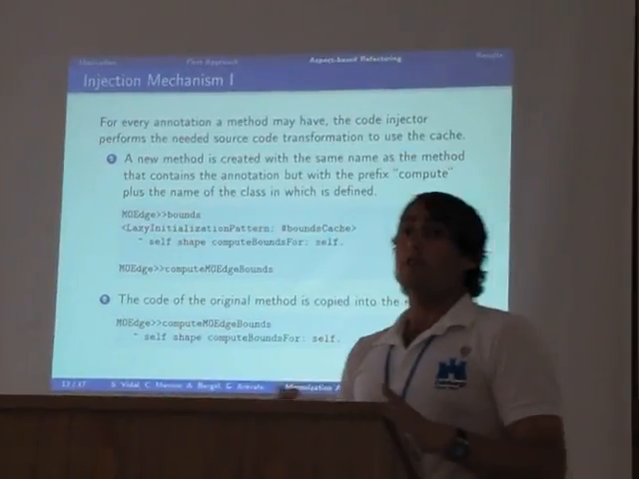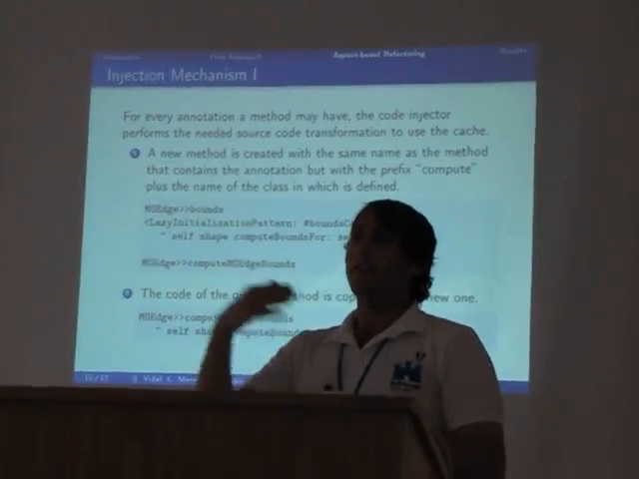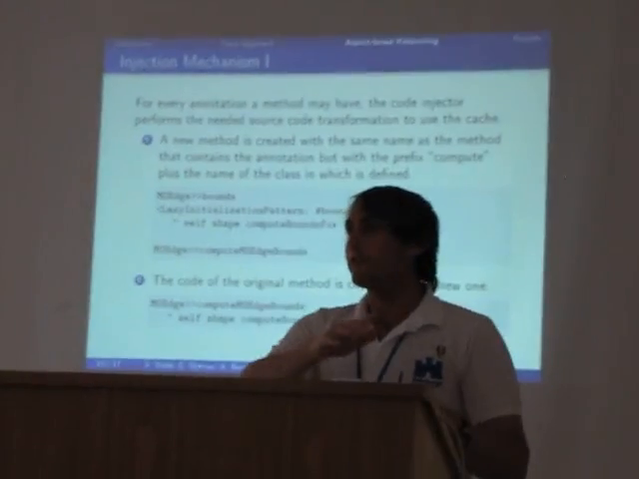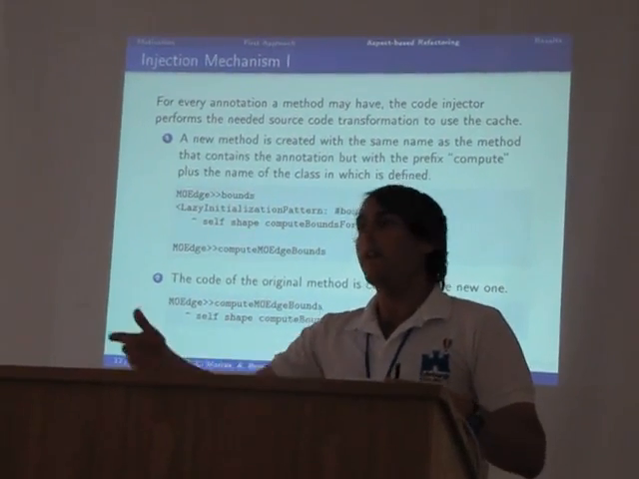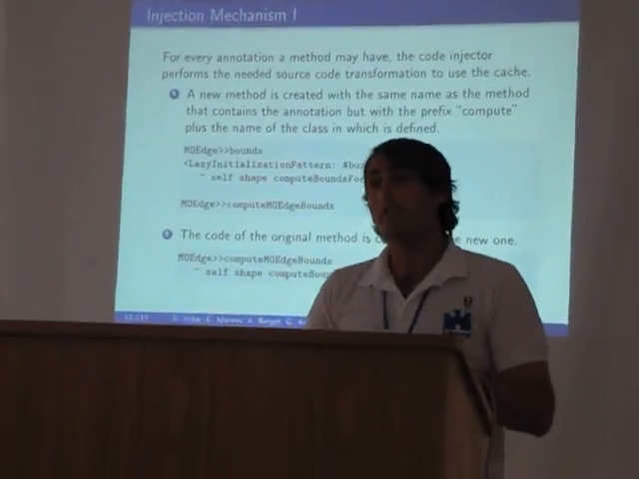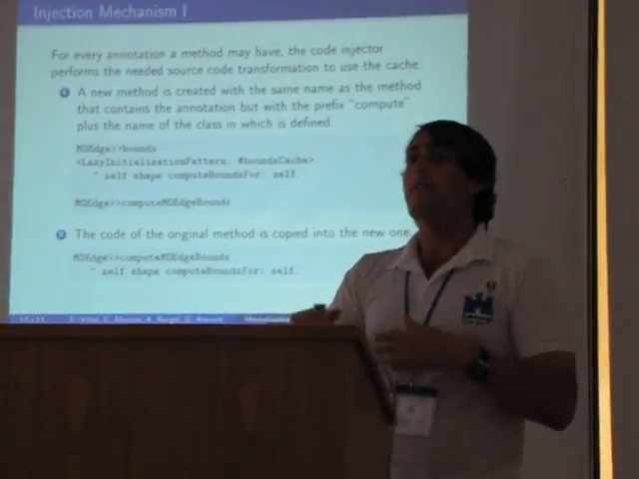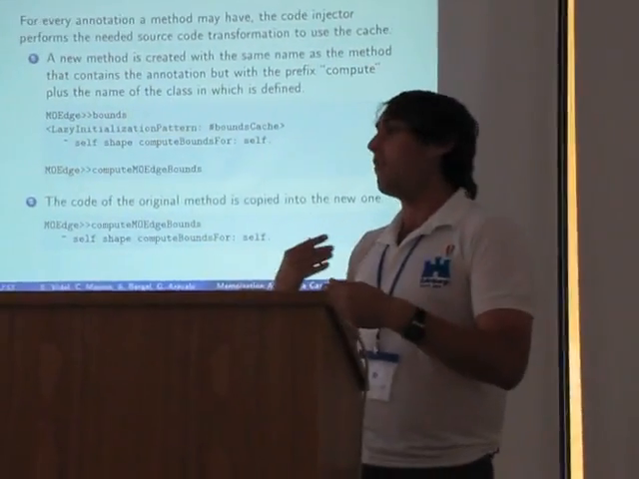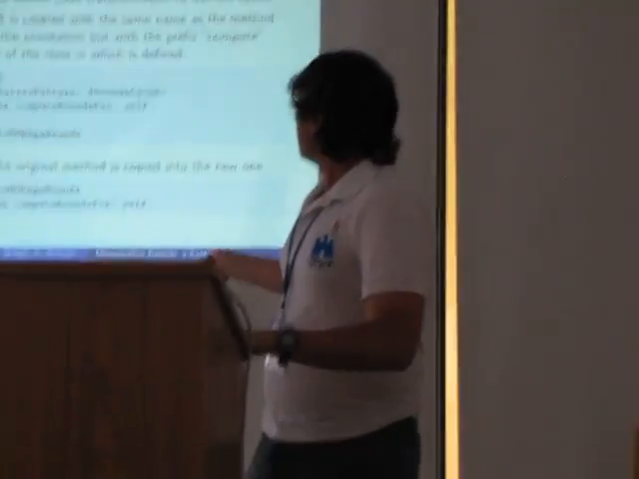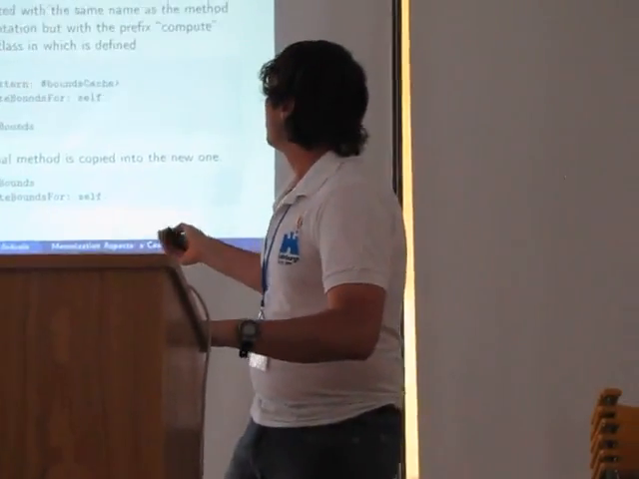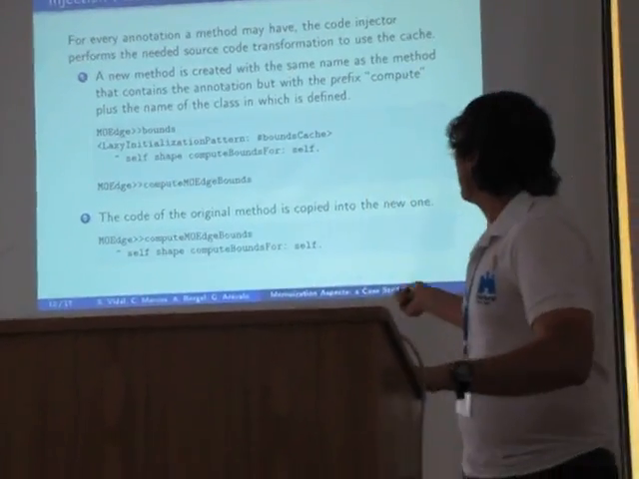So the injector works in this way. We can inject the code, and the injector looks for each method that has one or more annotations, and injects the code. And inversely, we can disinject the code generated. So for each annotation, the process that the injector follows is this one.